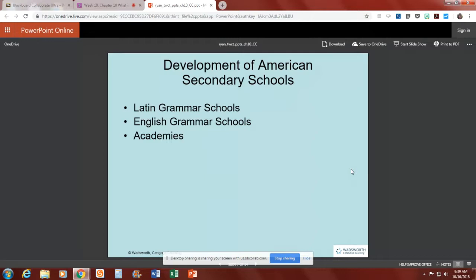So a new type of secondary school was known as the academy. It emerged during the second half of the 18th century, and that was an attempt to combine the Latin and the English grammar schools through separate Latin and English departments within one school. It says in the text that academies were unlike the Latin grammar schools, and that the primary language of the academy was English. So definitely something to consider there.